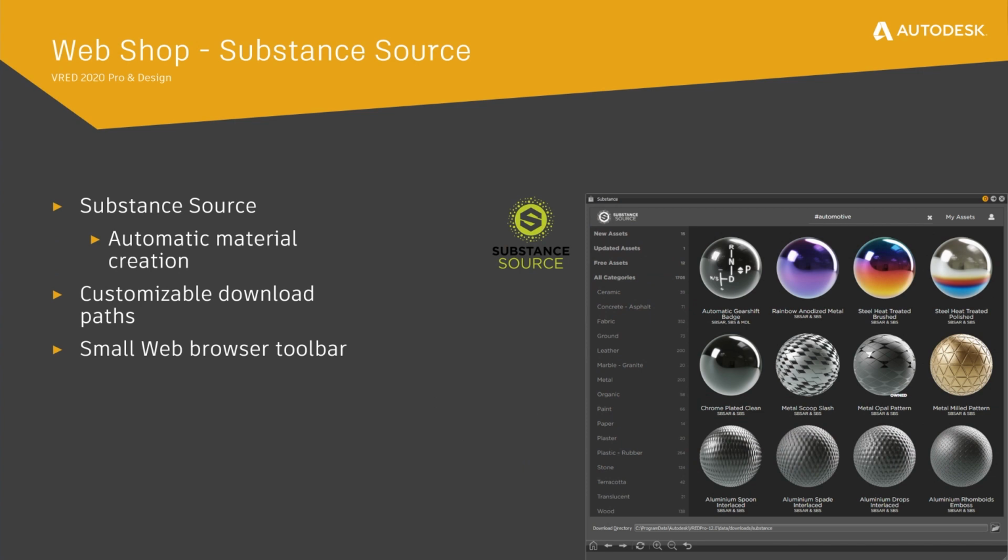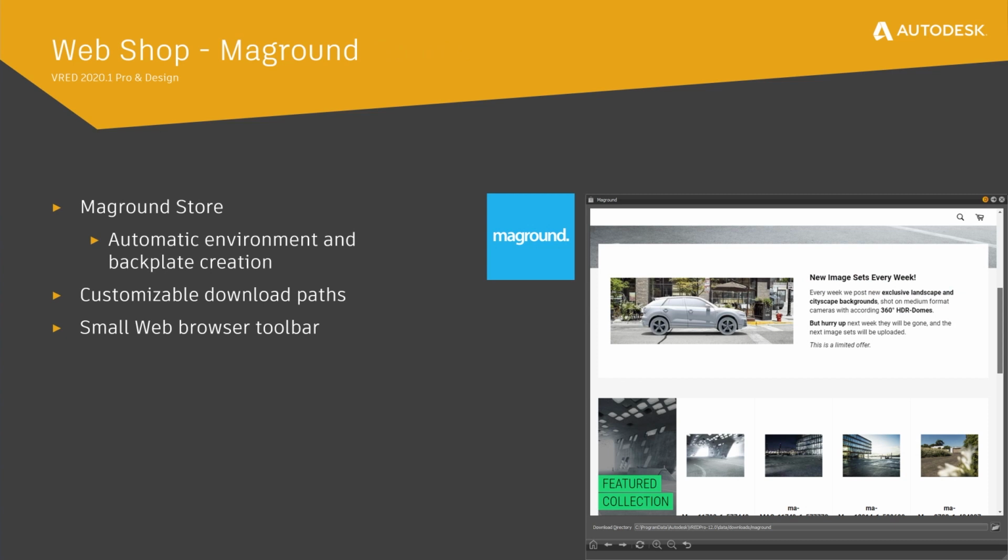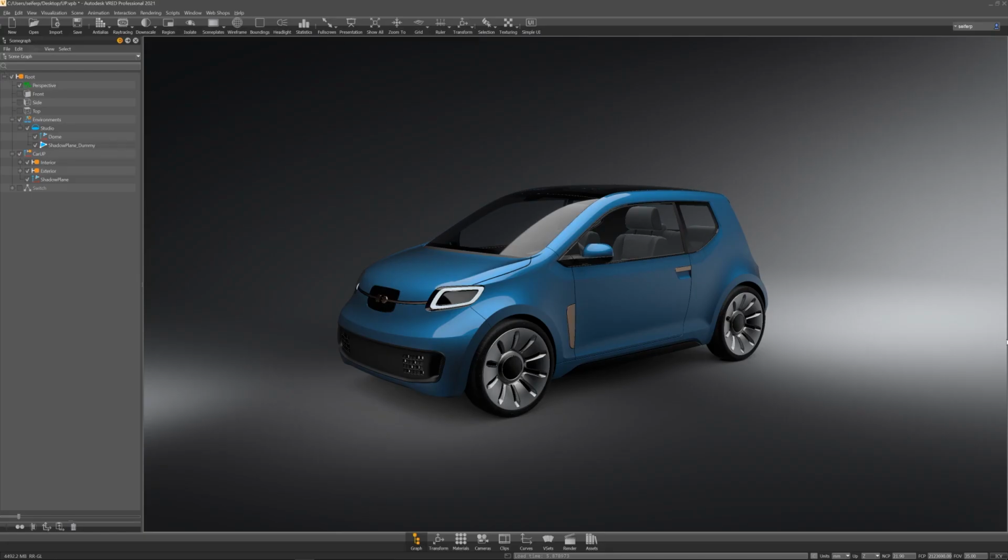And last but not least, we have implemented an in-software webshop system last year, where you can purchase and download more content from some of our partners like Adobe Substance or Markground. Those assets are automatically imported as materials, environments, or backplates and can immediately be used in VRED. Okay, let's move over to VRED and see how it looks in the software.